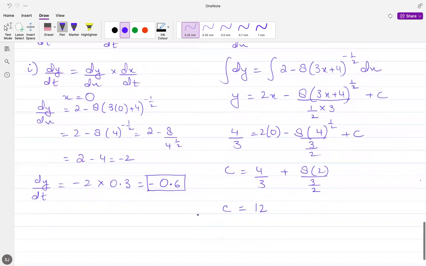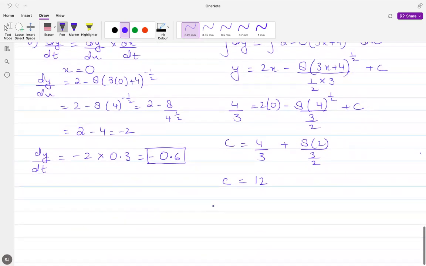So finally, we can write the equation as y is equal to 2x minus, we can bring the 2 into the numerator now. So this will become 16 into (3x plus 4) to the power half divided by 3, plus 12.